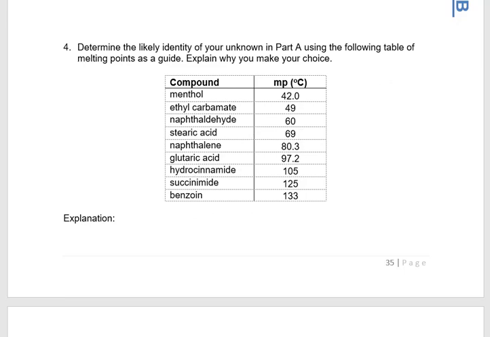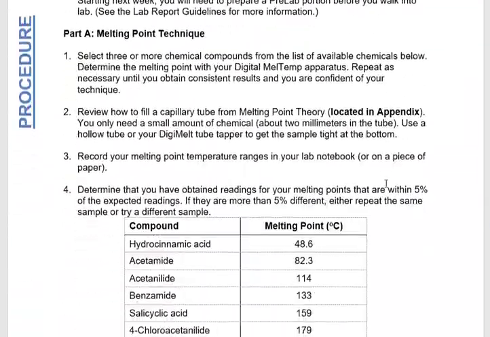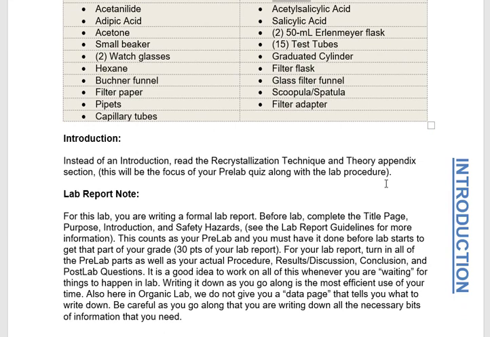Now, for recrystallization, this lab report will be a full lab report. So you'll have a title page, a purpose, an introduction, and a safety and hazards chart. I do recommend you try to draw the structures for these known compounds and the solvents. You'll also have to write up a procedure, results, discussion, conclusion, and then you'll have to do the post-lab questions. All of that will be part of the lab report.